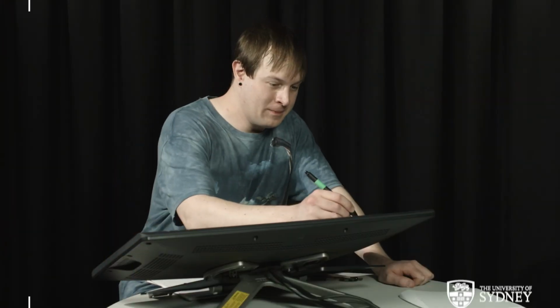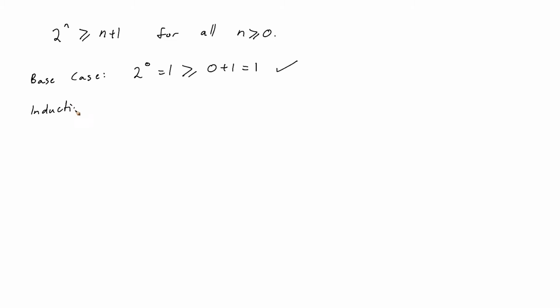So in this example, I thought we could show that 2 to the power of n is greater than or equal to n plus 1 for all n greater than or equal to 0. So now the base case, which is n equals 0, we have 2 to the power of 0, which is 1, which is indeed greater than or equal to 0 plus 1, which is 1. So this works. So now we need to do the induction.